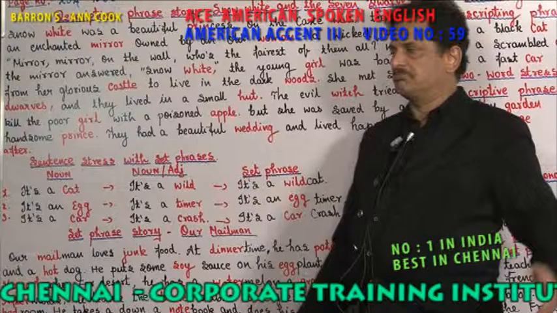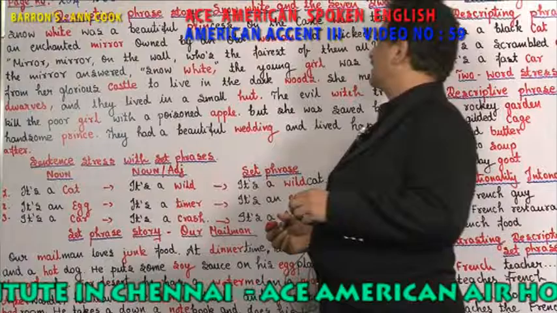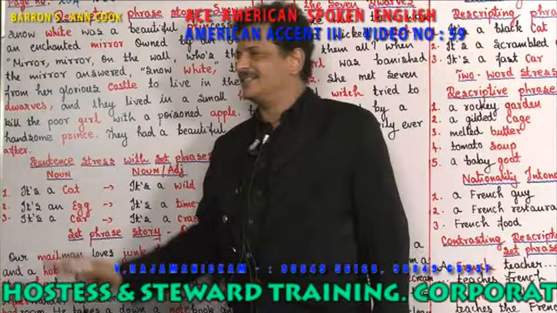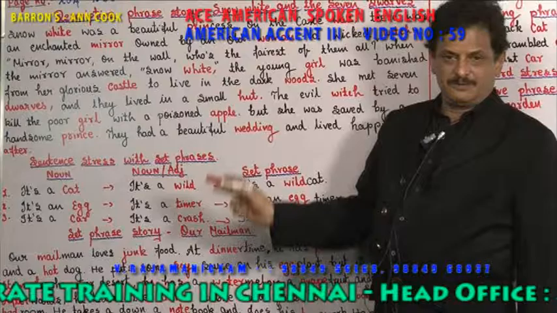On the castle wall. Castle means what? A palace wall. There was an enchanted mirror. Enchanted means what? Magical. Mirror is a noun. So enchanted mirror, you have to stress on mirror. Owned by an old woman. Which you have to stress? Old or woman? Woman, because old is an adjective.